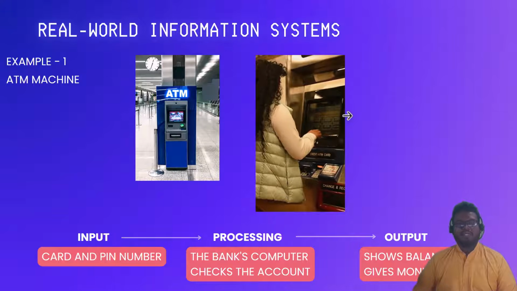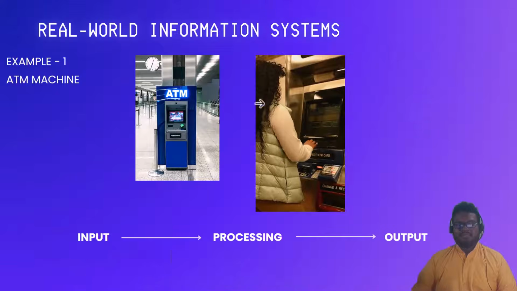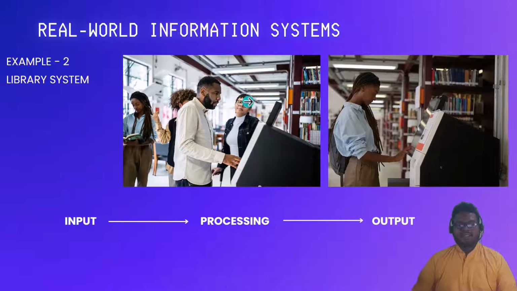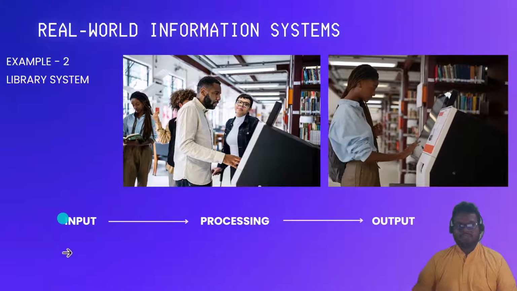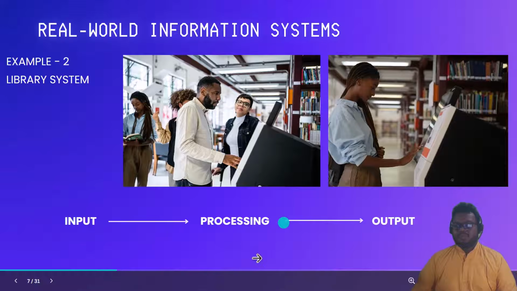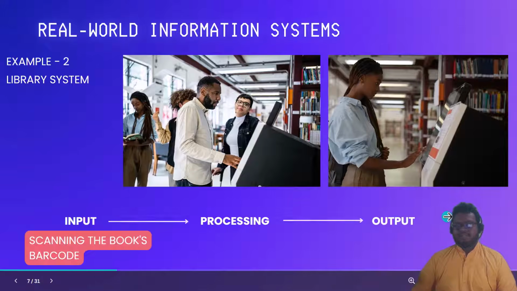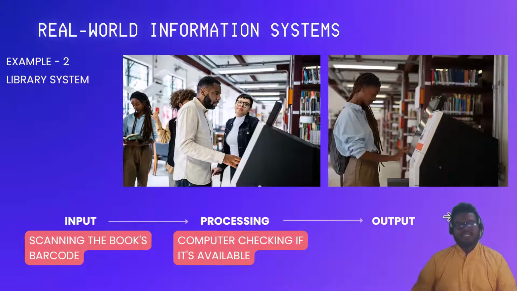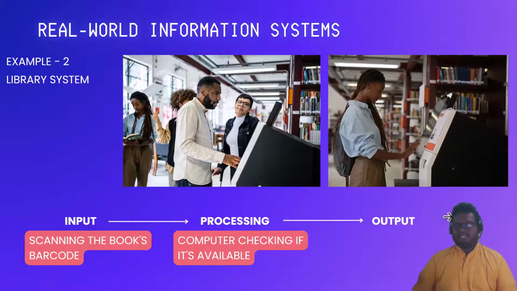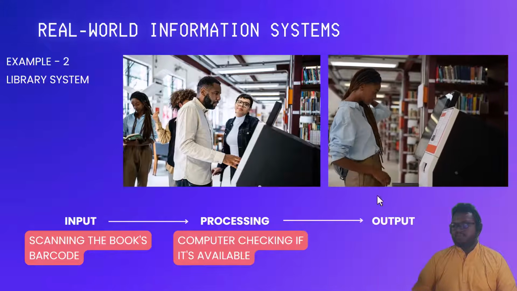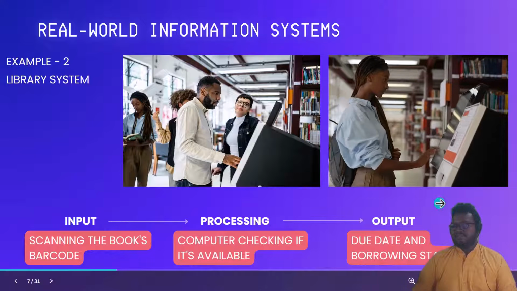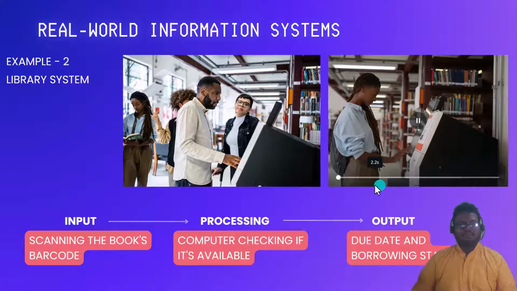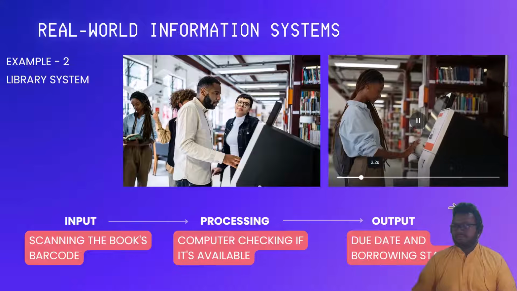The same thing happens in our school library, children. The librarian scans your book. It is the input. Processing is the computer checking if that book is available. Then the output is what? Output is the due date and borrowing status.